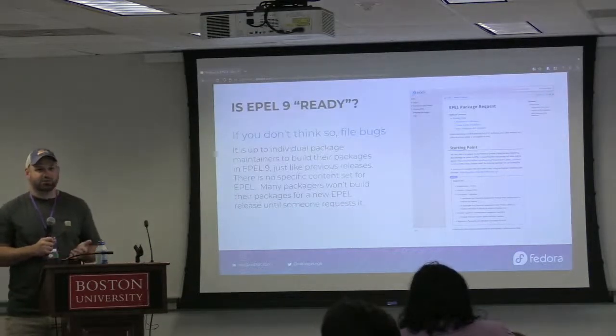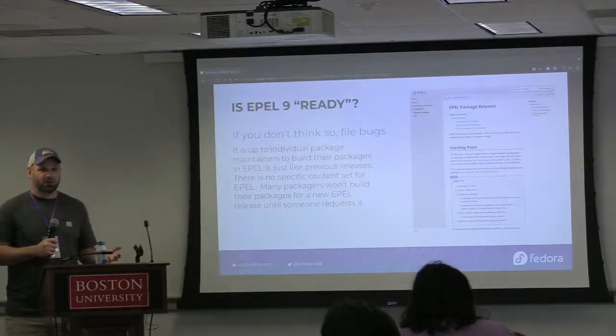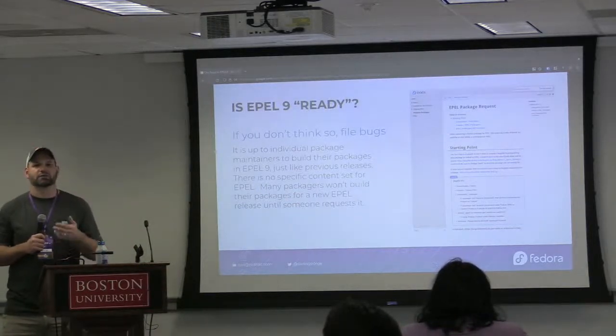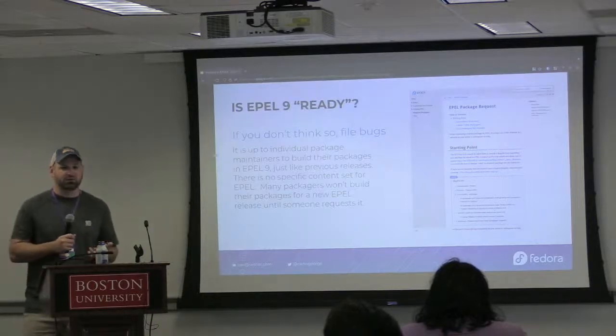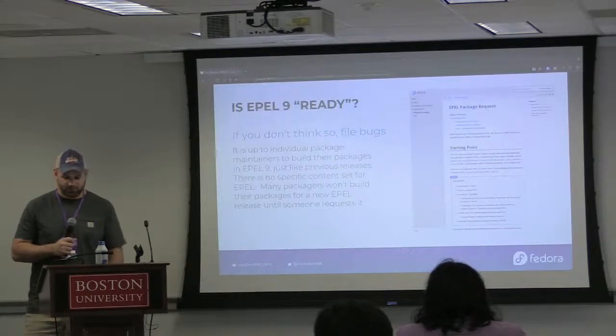A lot of times those packagers are primarily focused on Fedora. They don't mind building a compatible build in EPEL, but they usually won't do it proactively. They'll wait for someone to file a bug and ask for it. They have no problem doing it, but they just want to make sure that there's demand for it and that the software is still appropriate to be shipped. That's done by filing bugs.